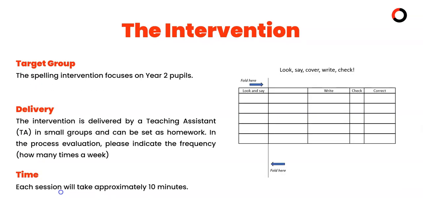So a quick recap on the intervention. The target group focuses on Year 2 pupils. The intervention is delivered by a teaching assistant in small groups and can be set as homework. In the process evaluation, please indicate the frequency, such as how many times a week. It could also be delivered as a teacher in small groups as well. And the time, it takes approximately 10 minutes for each session.